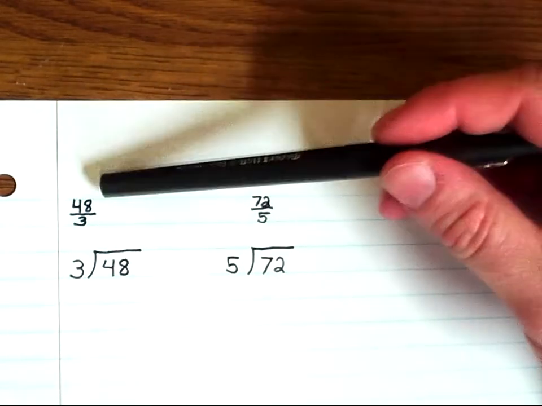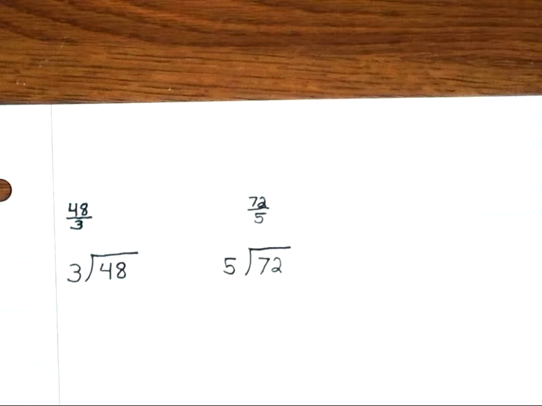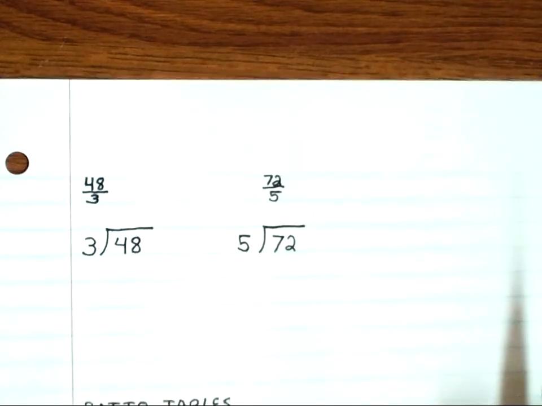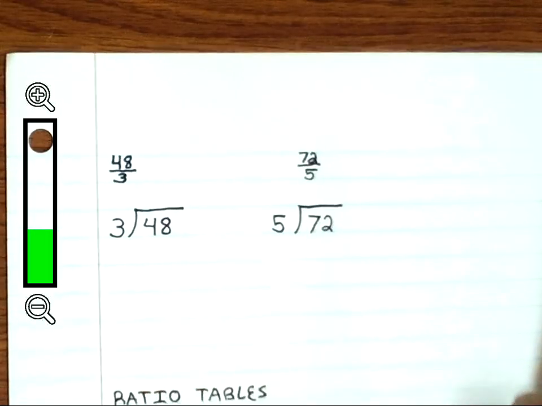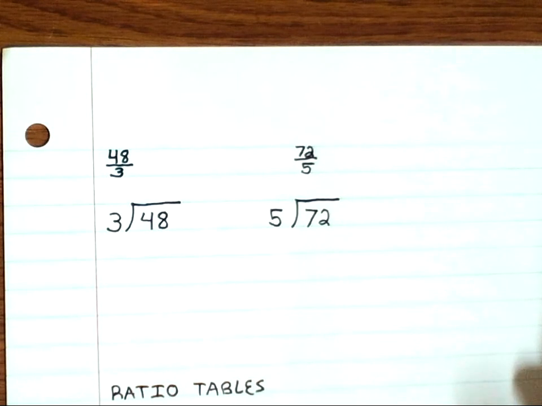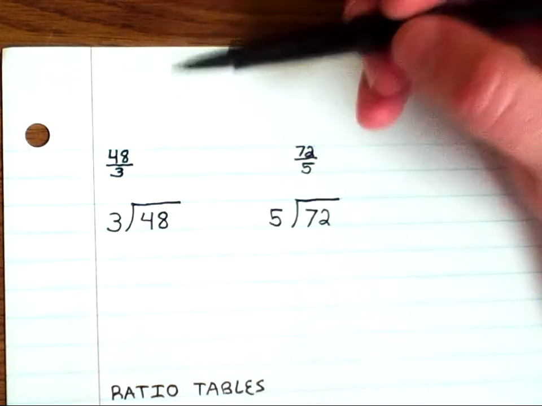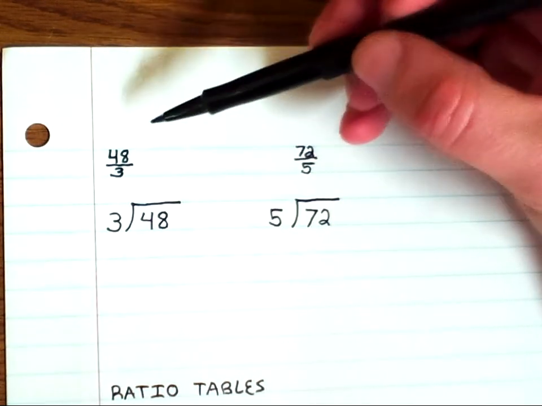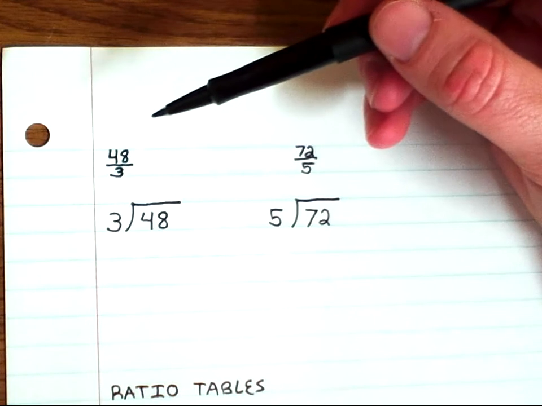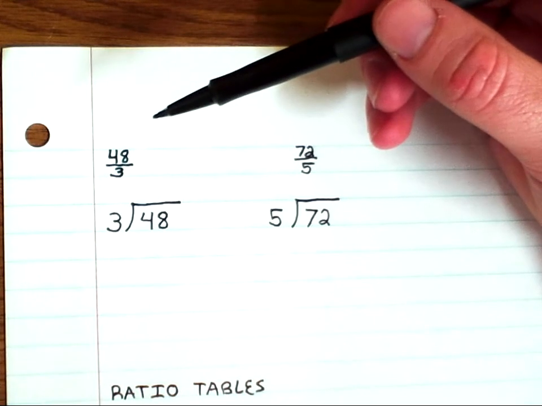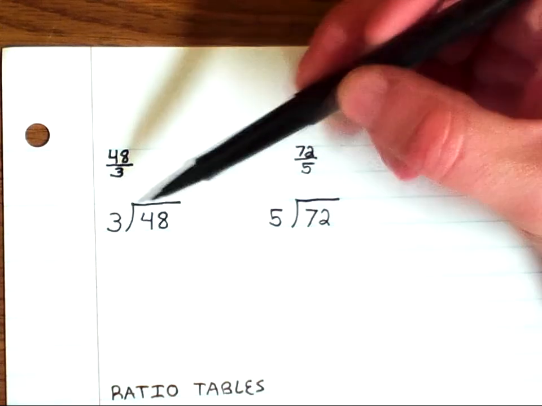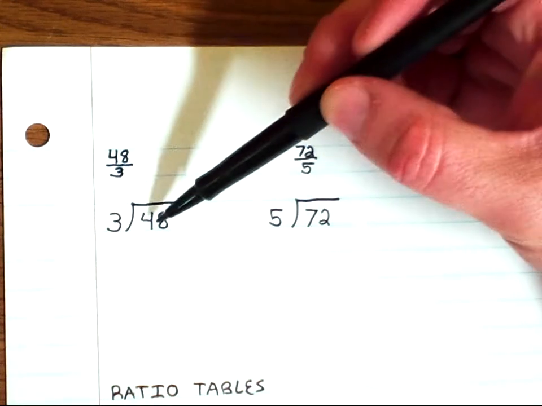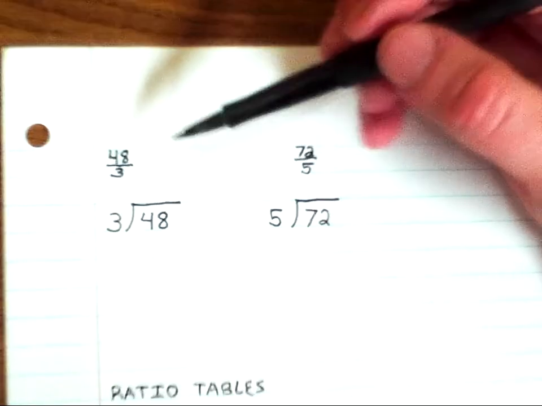Since we are talking about ratios, I've set these up as ratios first. I always remind them of Abraham Lincoln's quote, "a house divided amongst itself cannot stand." I tell them that just to remember which number is the dividend and which one's the divisor, or which one goes in the house and outside the house.